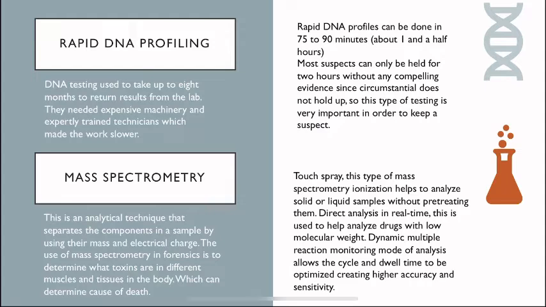Mass spectrometry. This is an analytical technique that separates the components in a sample by using their mass and electrical charge. The use of mass spectrometry in forensics is to determine what toxins are in different muscles and tissues in the body, which can determine the cause of death.